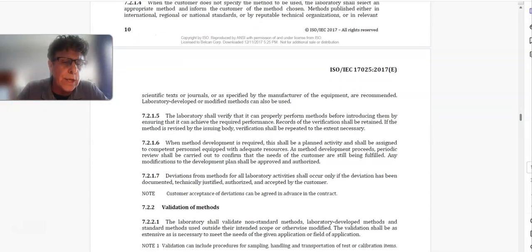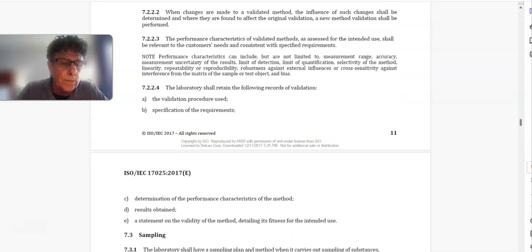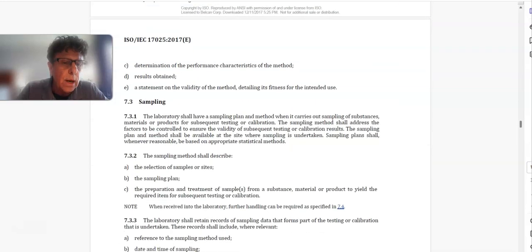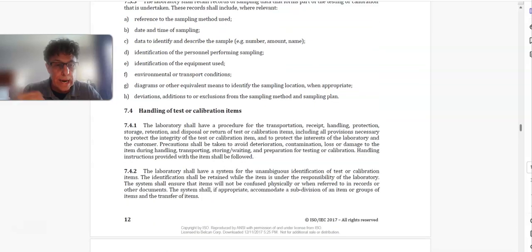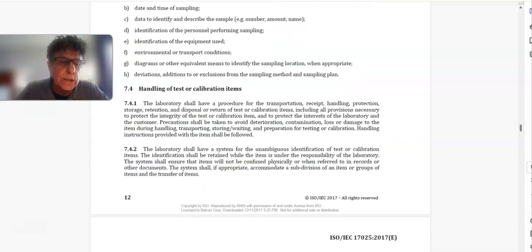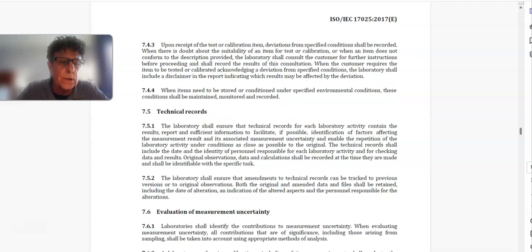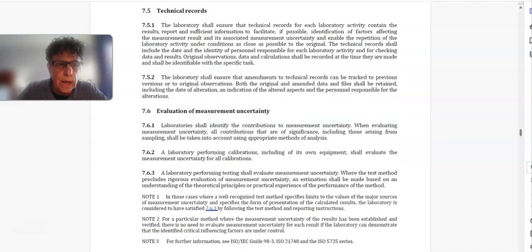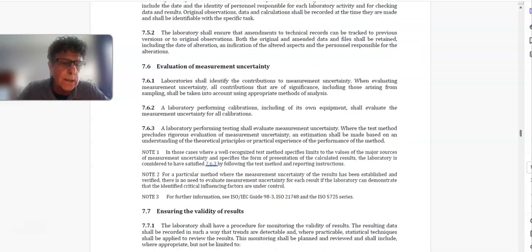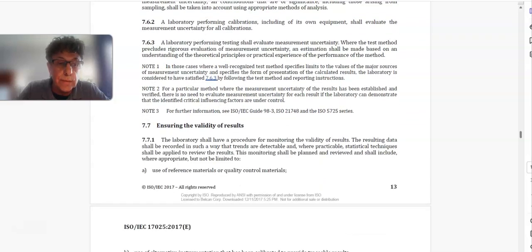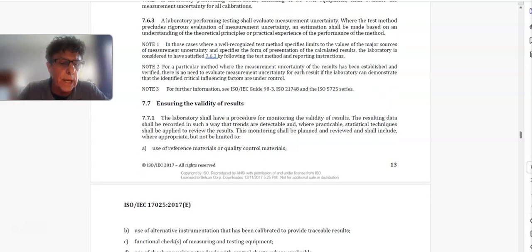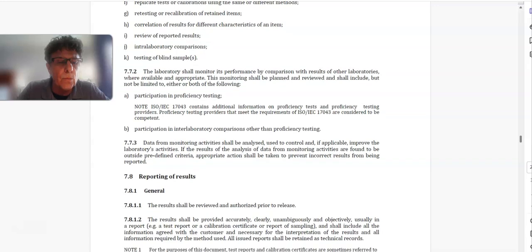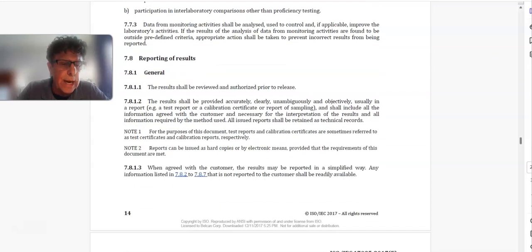Then you get into section 7.3, if you perform sampling within the laboratory. Section 7.4 is how you handle your sample management process, how you don't confuse one sample from another, things like that. Section 7.5, which is technical records. Section 7.6, which is evaluation of measurement uncertainty. And section 7.7, which is ensuring the validity of results, where this is where proficiency testing comes into play. And then you have reporting of results in section 7.8.